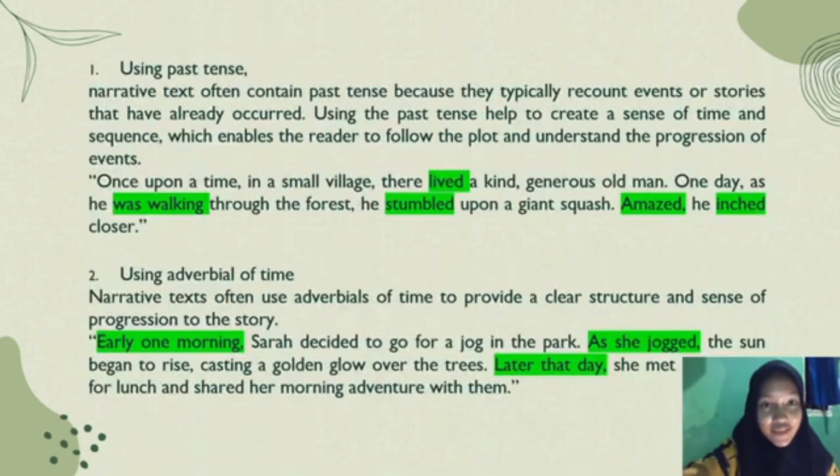This is the definition, characteristic, and example of narrative text. So what I mark in green uses tools for characteristic. Number one is using past tense.